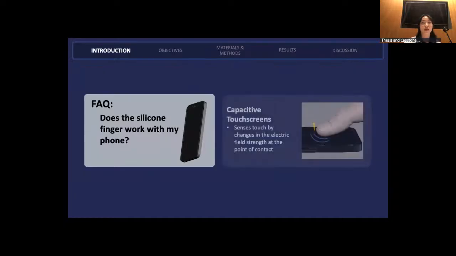A common question for anaplastologists from patients is if they can use their phone with their silicone finger. To answer, the majority of cellular devices have compatible touchscreens, which register touch by changes in the electric field strength at the point of contact. So when a human finger touches a screen, it disrupts the electric field, allowing the device to estimate the position of the touch. Since silicone prosthetics are made of non-conductive material, they are unable to disrupt the electric field, so the touchscreen function doesn't work.